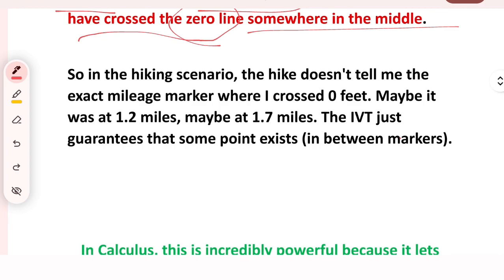In the hiking scenario, the hike doesn't tell me the exact mileage marker where I crossed 0 feet. Maybe it was at 1.2 miles. Maybe at 1.7 miles I crossed 0 feet. The IVT just guarantees that at some point it actually exists. So that is what the IVT is. It guarantees that it exists, although it is not mentioned, because you just have to look at the beginning and the end. Somewhere in between, the IVT guarantees that it exists.